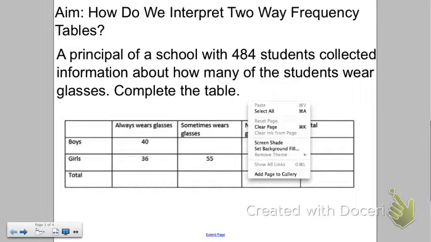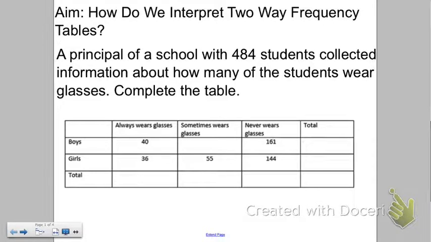Today's lesson is on how do we interpret two-way frequency tables. A principal of a school with 484 students collected information about how many of the students wear glasses. Complete the table. Take a second to copy down the question and the table.